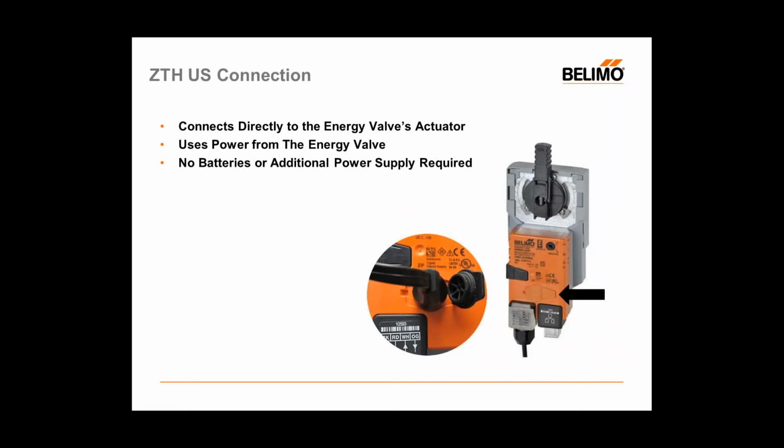So the ZTH-US simply connects directly into this little port on the front of the Energy Valve's actuator. It slaves the power off of the Energy Valve, so the Energy Valve has to be powered up to use the ZTH-US, but there are no batteries required, no power supply. So if it's sat in somebody's tool bag for 6 or 8 months and we have power to the Energy Valve, it can always be used.